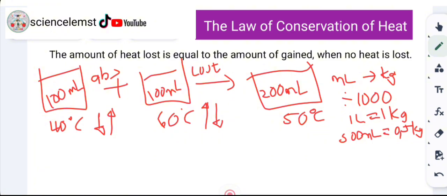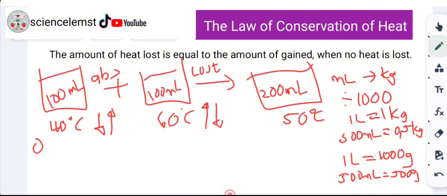This is a basic thing that we know. We can also take it to grams. 1 liter is equal to 1,000 grams. So it means 500 milliliters is equal to what? It's equal to 500 grams. These are basic things that you learned in grade 10. You need to know them. So let's look at this.